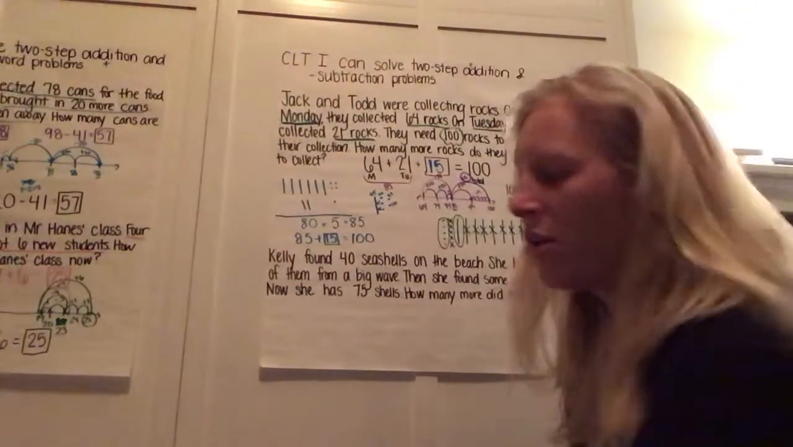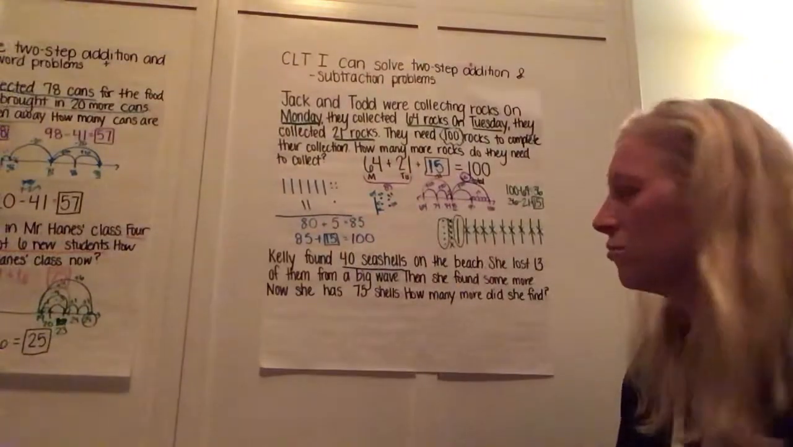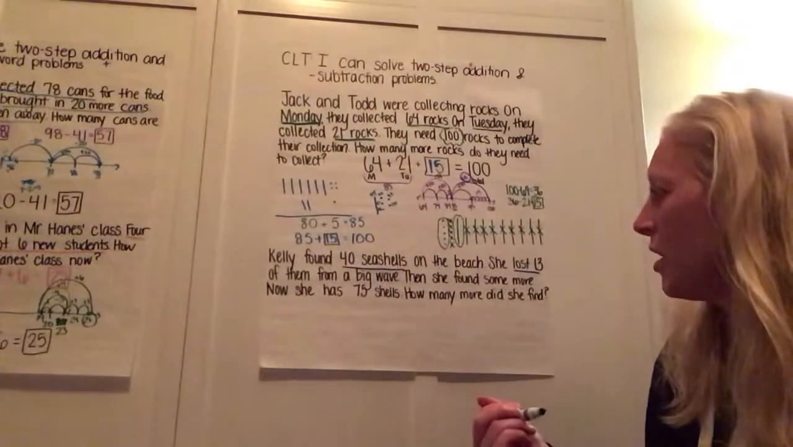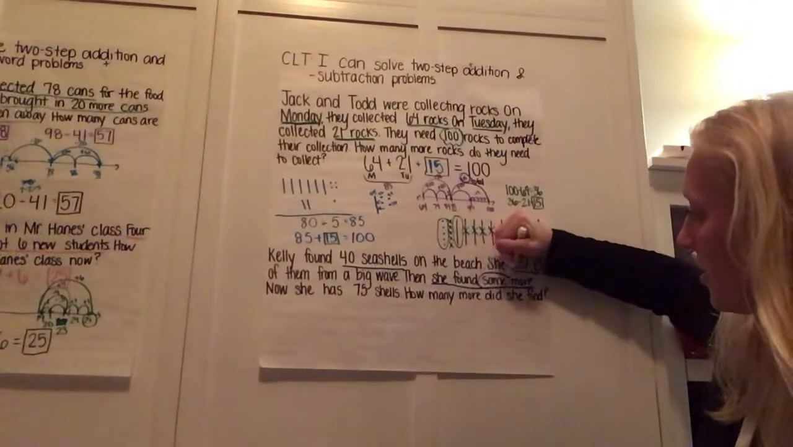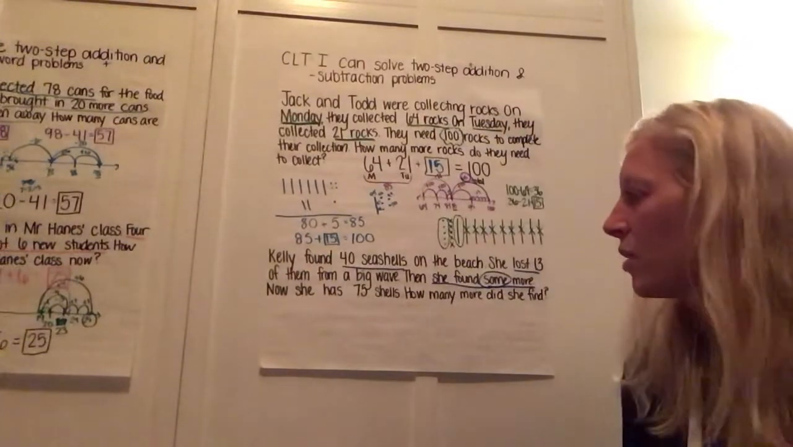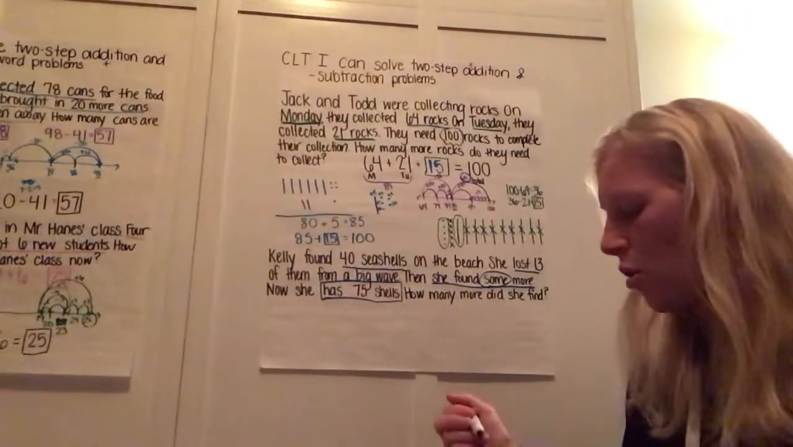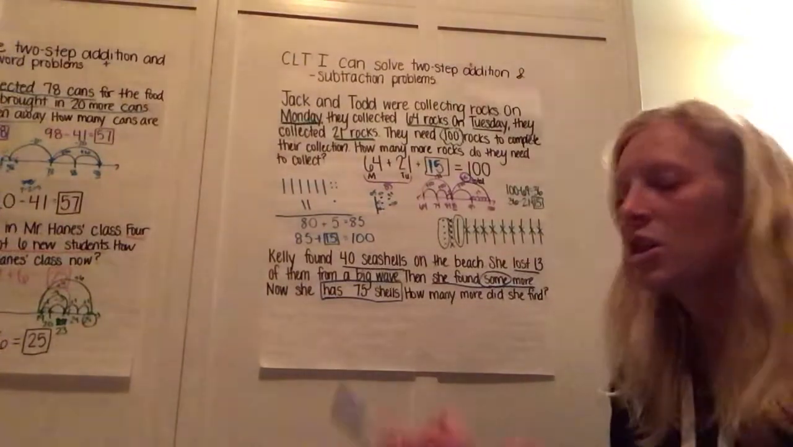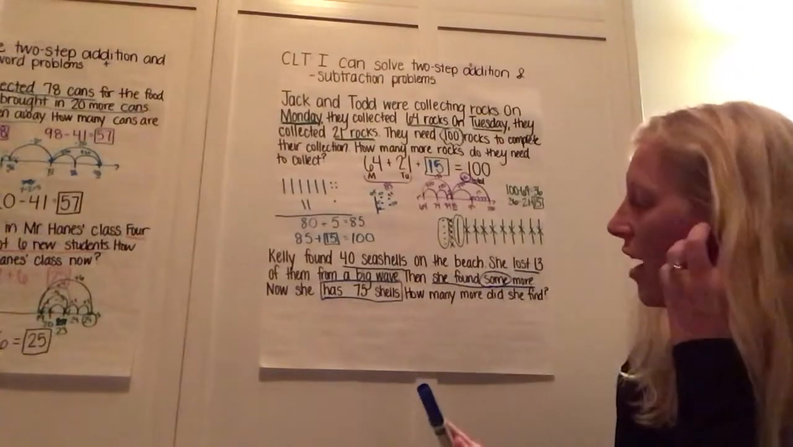So what do we already know? She found 40 seashells. What else do we know? She lost some. What else do we know? We know she found some more. Do we know how many more that is? Nope. But what else do we already know? That she has 75 shells. So, first steps first. We know she found 40 shells. She lost 13. She found some more, but she has 75 total.